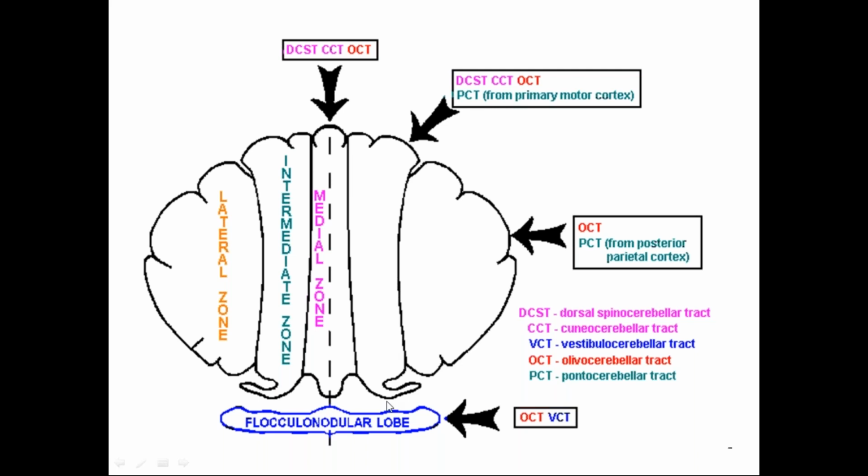So the medial zone, as we said, that is for the midline, is for the spinocerebellar tracts. The flocculonodular lobe with the lingula is for the vestibulocerebellar. Intermediate is the pontocerebellar, and this part is coordinating. It does all the processing. This is the way the cerebellum acts.